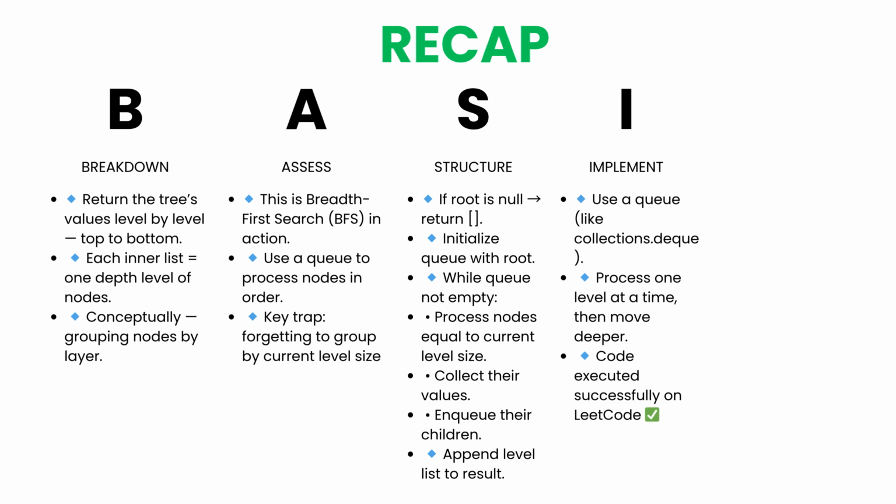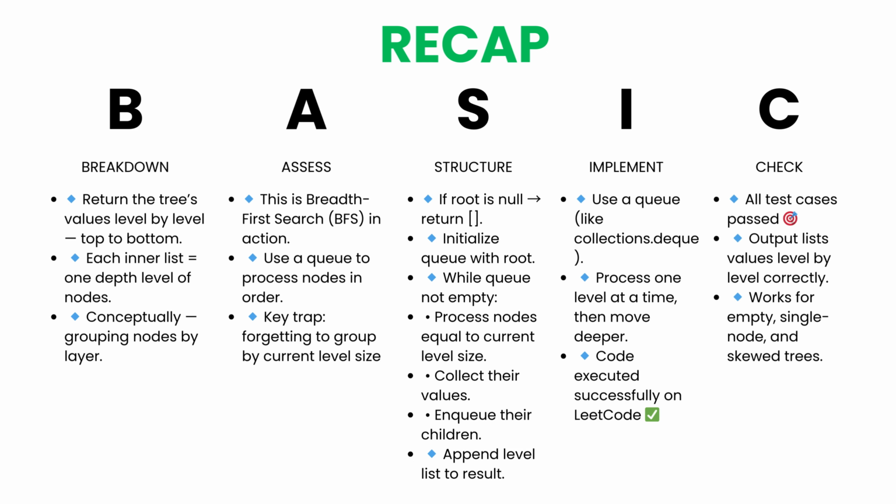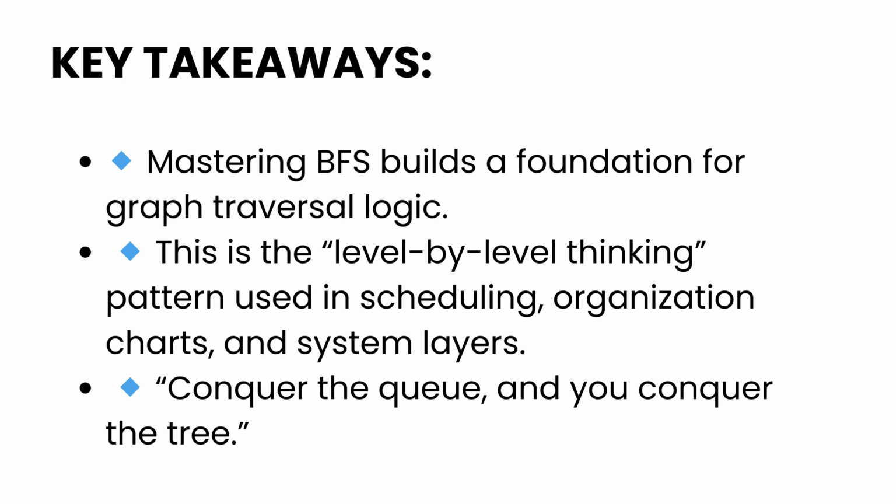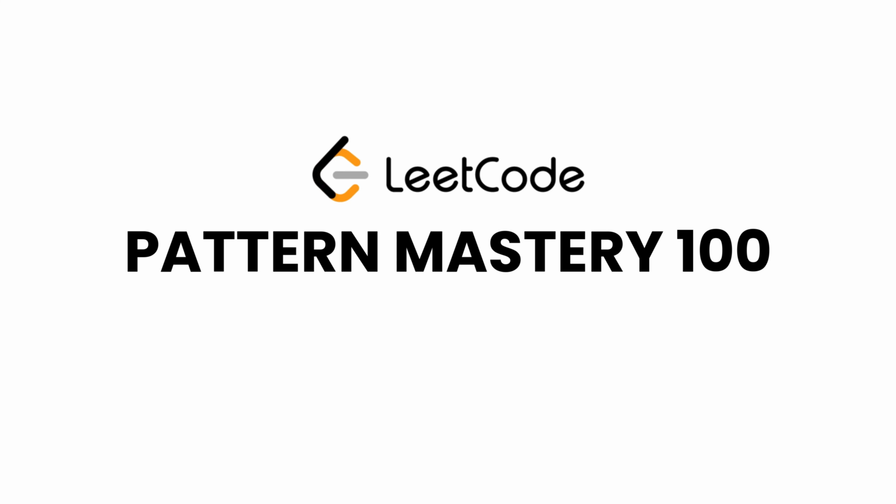We wrote this logic step by step, using a clean BFS loop and a result list, and it ran smoothly on LeetCode without any errors. We verified the output, each level printed correctly, from top to bottom: 3, 9, 20, 15, 7. Edge cases like empty or single node trees worked perfectly. The big takeaway? Queue-based BFS isn't just for trees, it's the backbone of level order logic in graphs, scheduling systems, and even social network distance calculations.